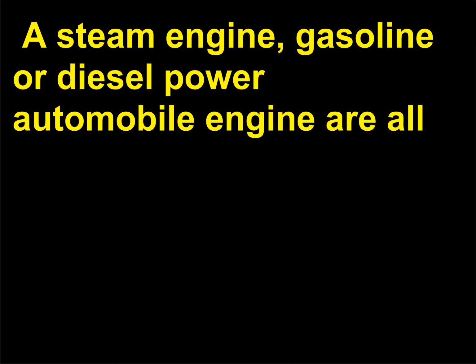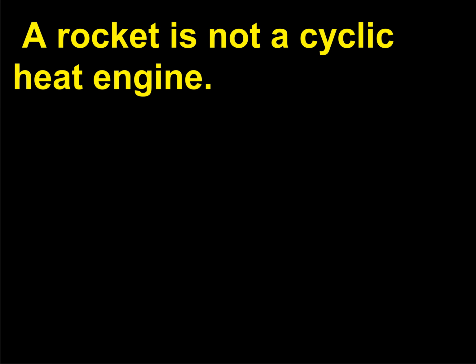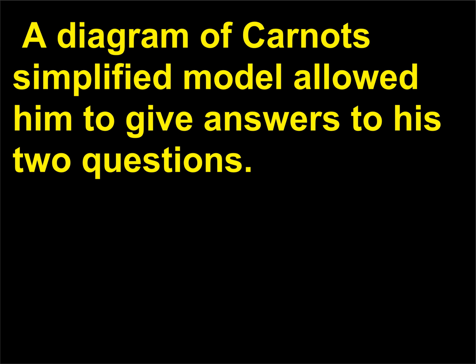A steam engine, gasoline, or diesel powered automobile engine are all heat engines where the pistons return to their starting positions. A rocket is not a cyclic heat engine. A diagram of Carnot's simplified model allowed him to give answers to his two questions.